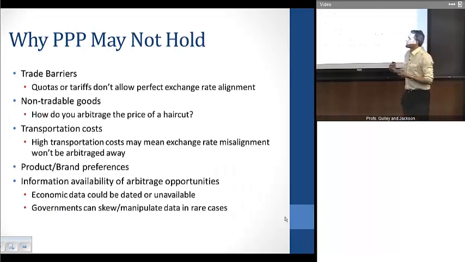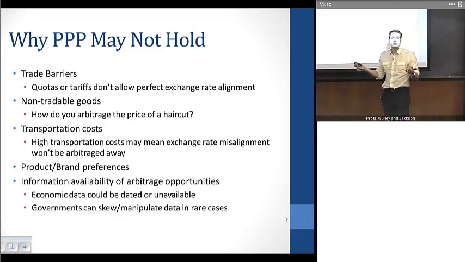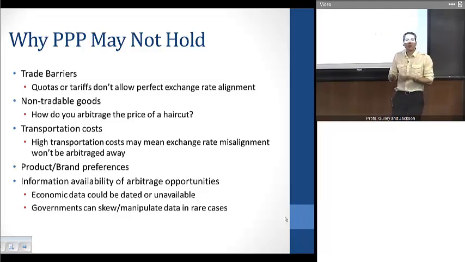So it turns out that there are other reasons why purchasing power parity may not actually hold. Okay? So for one, it's quite possible that trade barriers could be in place. There could be restrictions on the movement of capital and other types of trade. So if there are quotas or tariffs in place, then that will prohibit this arbitrage of differences in exchange rates and prices between different countries. And because of those barriers, that won't allow for this perfect exchange rate alignment through this purchasing power parity story.